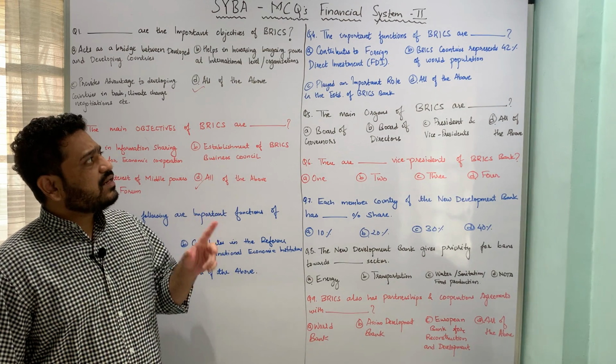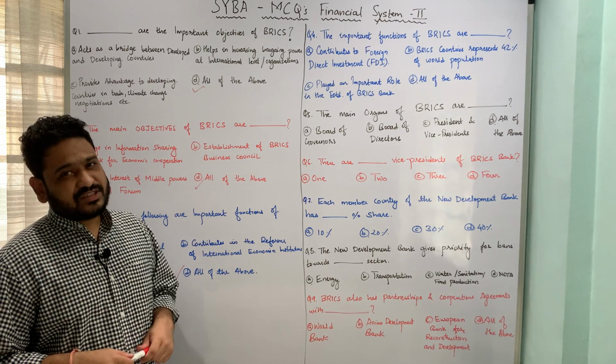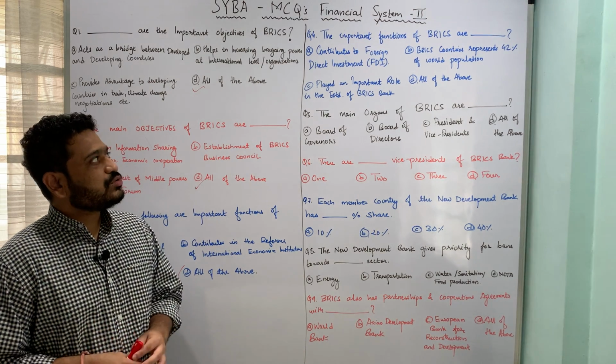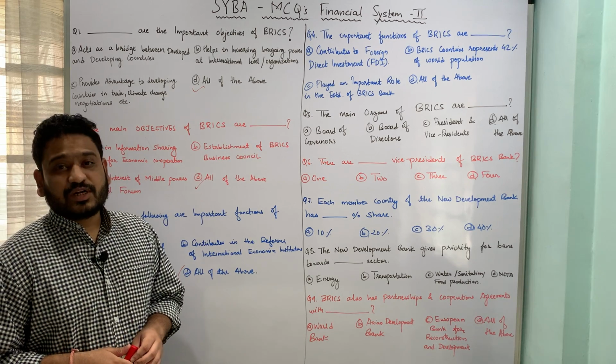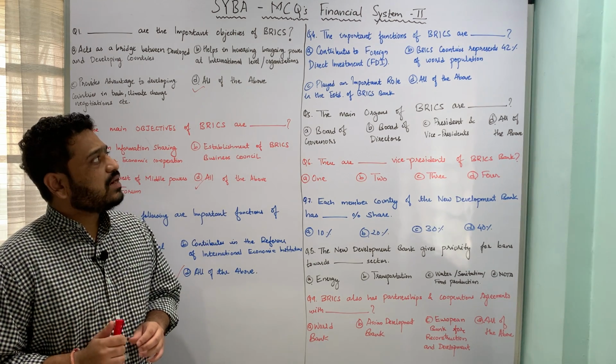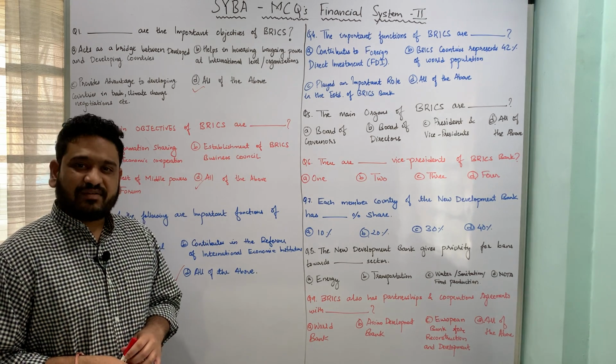So here again option D, all of the above, is true with respect to the important functions of Brics banks. They are contributions towards foreign direct investment, then Brics countries represent 42% of the world population, and also plays an important role in establishment of Brics Bank or New Development Bank.